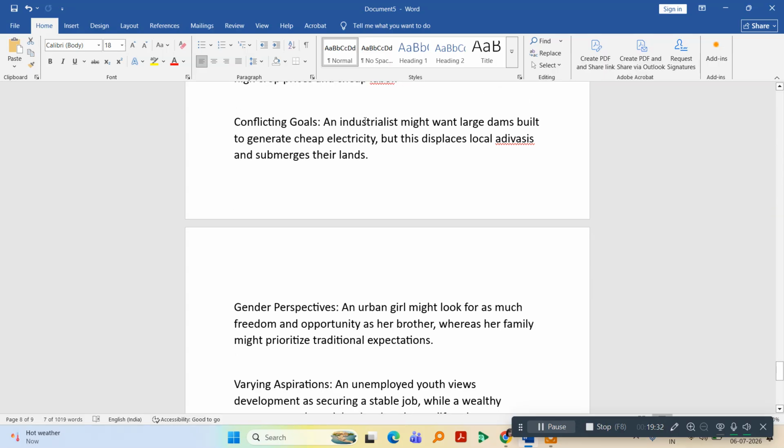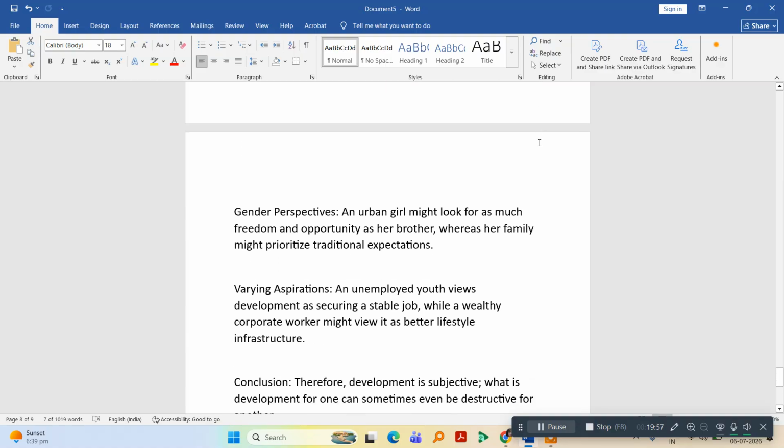Conflicting goals. An industrialist might want a large dam built to generate cheap electricity but displaces local Adivasis or tribals and submerges their land. Some industrialists are very self centered. They want to build large dams, but they want to drive away the local tribal people from their lands. They want to generate electricity at a cheaper price. It is totally unjust.